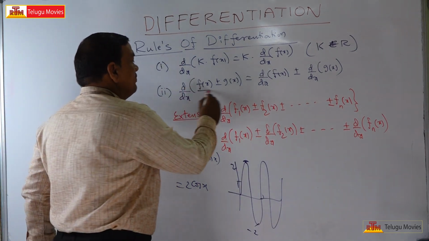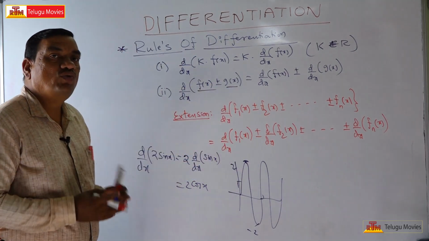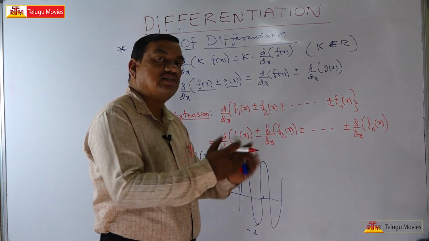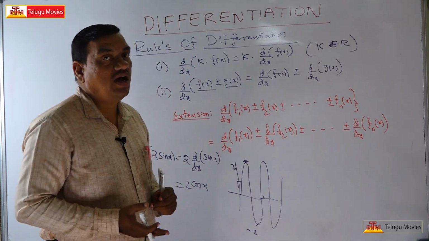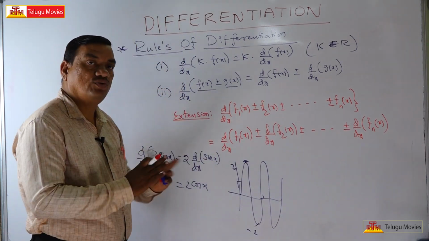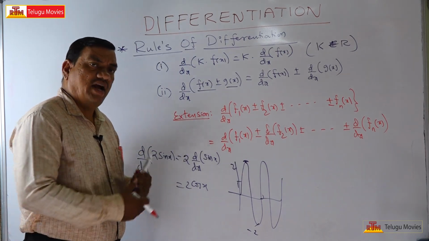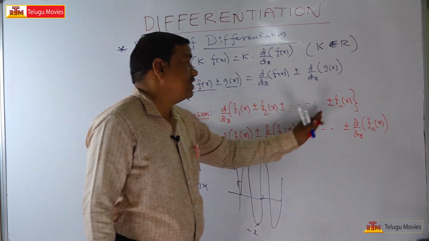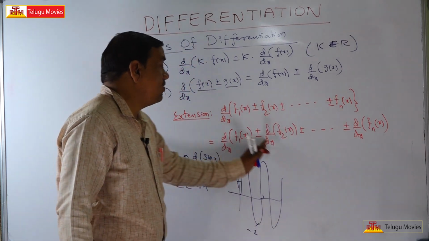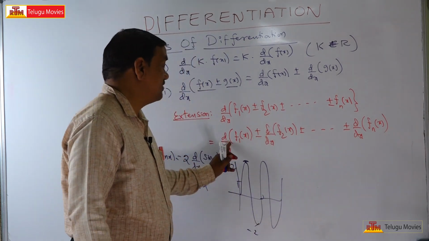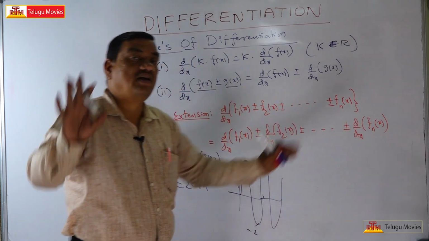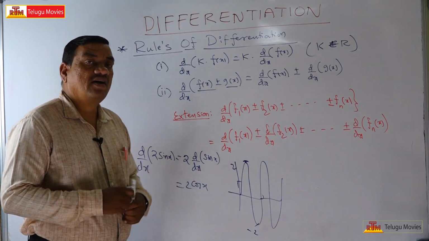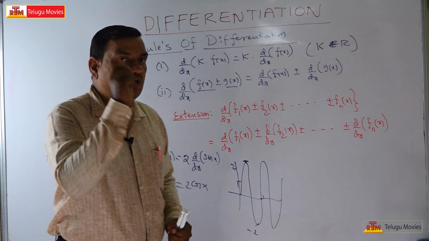For example, if there is a plus between 2 functions, we can separate the derivative for both the functions. If there is a minus, you can separate it for both the functions too. The extension formula: if there are n functions, 1, 2, 3 and so on up to n, and all their derivatives exist, then you can separate the derivatives of the first, second, third, fourth, with plus or minus between them. Based on this, there is a beautiful problem, so let us solve it.